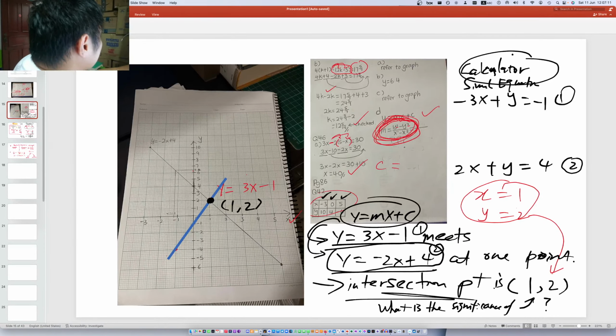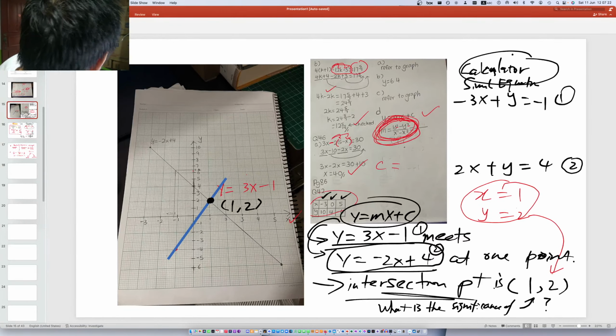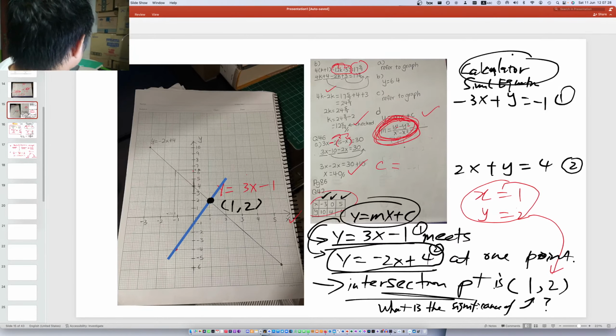The benefit of this simultaneous equations format is for you to use the calculator to find x equals to 1 and y equals to 2. The benefit of having y equals to mx plus c format is for you to read the m quickly and the c quickly, not the number easily.